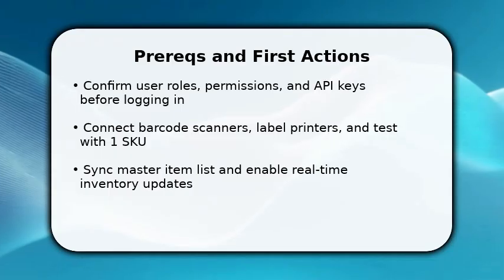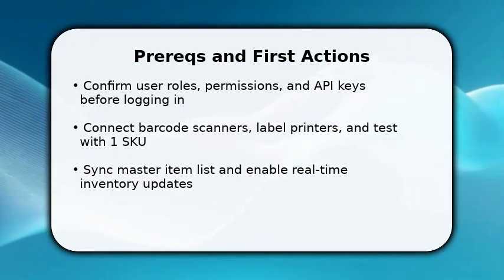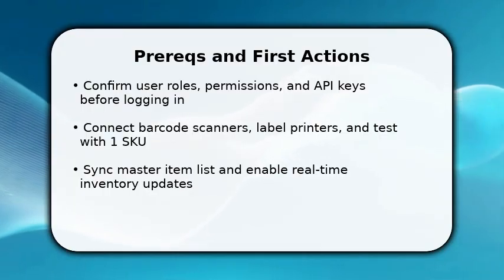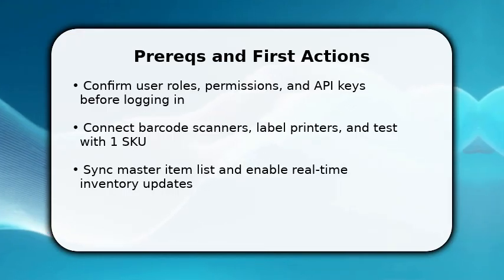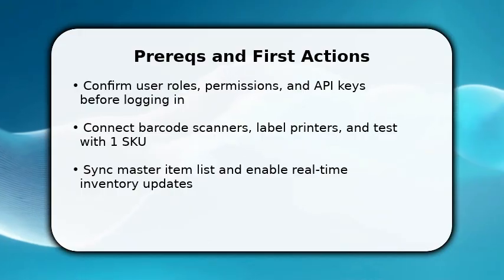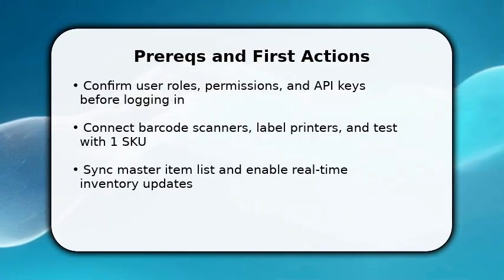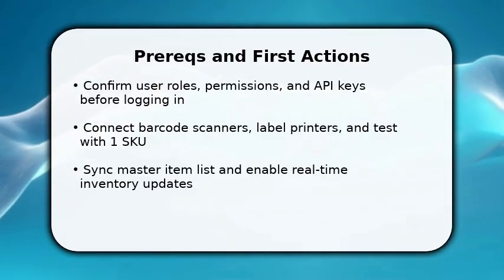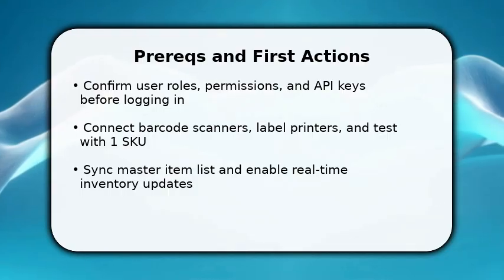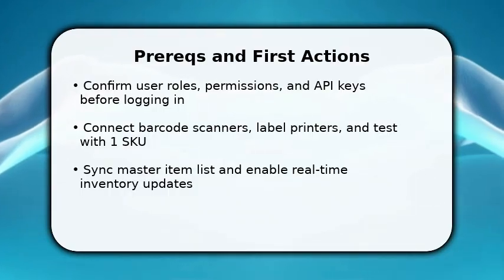Enjoy the video. You start by confirming prerequisites, user roles, permissions, and API keys. These prevent later access problems. Log in, then immediately connect barcode scanners and label printers so hardware and software communicate. Once done, import or sync the master item list and enable real-time inventory updates to avoid mismatches. This first phase sets a reliable foundation. You want accurate, live stock levels and functioning devices before you proceed to process flows.